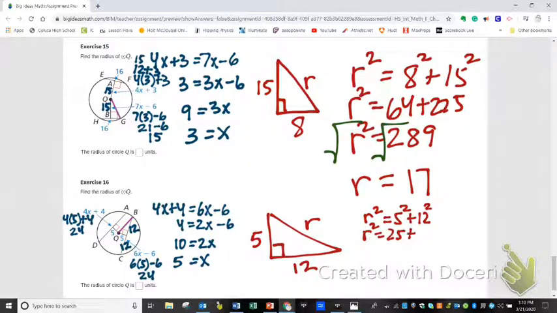So that's going to be 25 plus 144. So r squared is 169. And we take the square root of both sides, and we find out that the radius is 13. And again, if you were going to remember from last year that 5, 12, 13 is a Pythagorean triple, you could have known that the radius was 13 without doing the Pythagorean theorem.